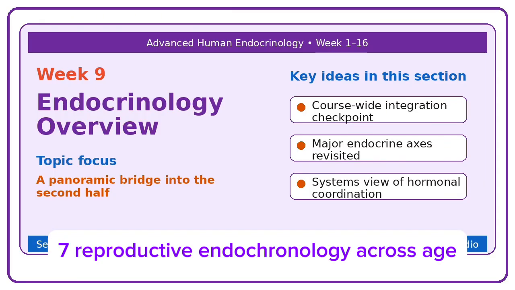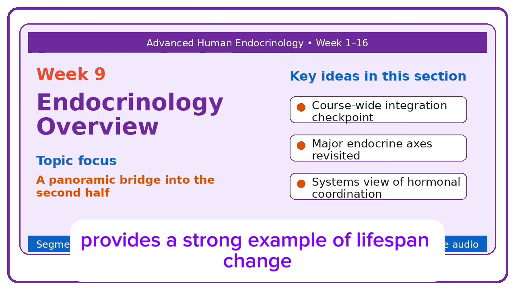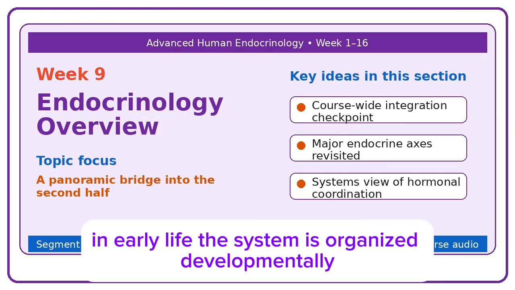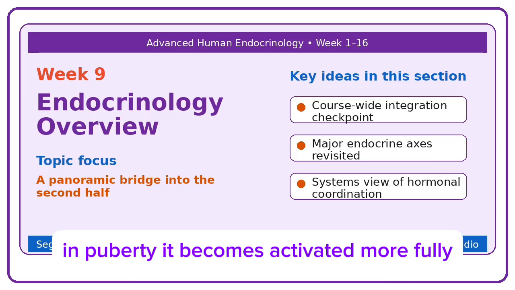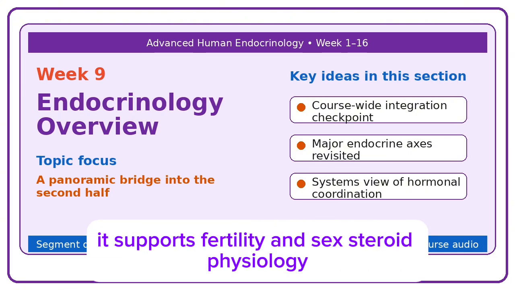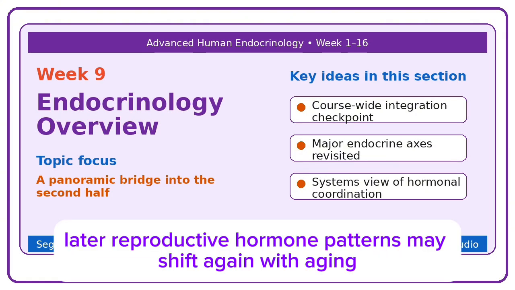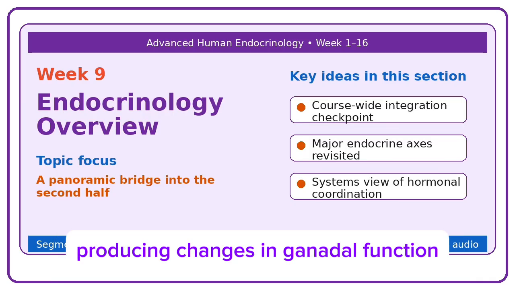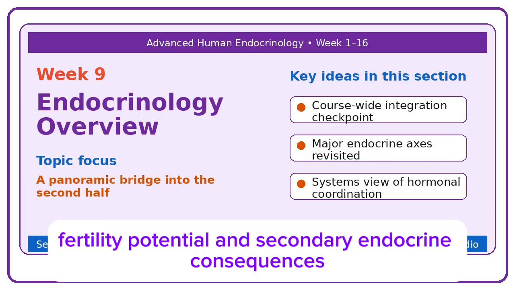7. Reproductive endocrinology across age. Reproductive endocrinology provides a strong example of lifespan change. In early life, the system is organized developmentally. In puberty, it becomes activated more fully. In reproductive adulthood, it supports fertility and sex steroid physiology. Later, reproductive hormone patterns may shift again with aging, producing changes in gonadal function, fertility potential, and secondary endocrine consequences.